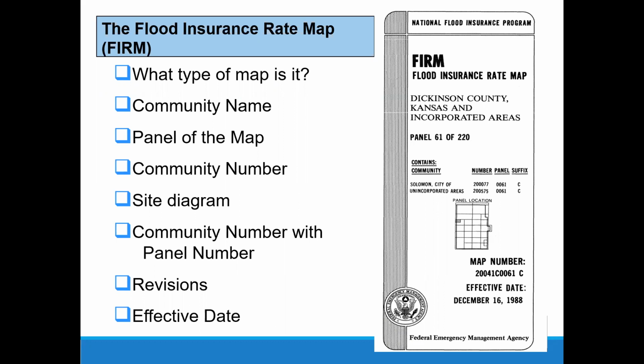And then this has a little site diagram on it. So it has a little block shaded out that tells you where this particular panel fits in with the entire county-wide product. And then, so yes, revision. And then the effective date, December 16th, 1988, is the effective date. So a lot of this information, again, is going to come up on the elevation certificate or other types of certificates that you might look at, floodproofing certificates. And of course, it should be on your permit form for sure.